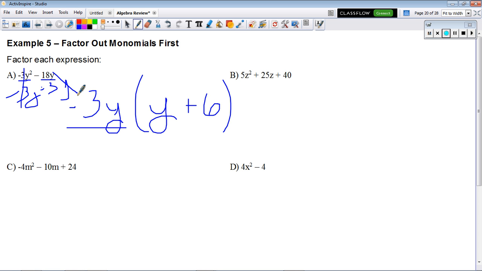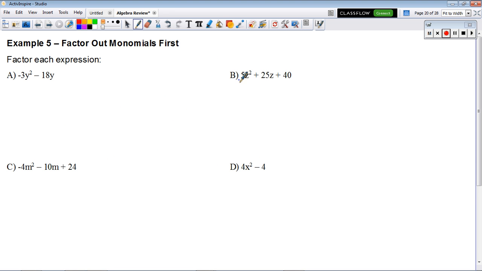So one of the things you can do to check if you're right is take what you factored and distribute it and make sure it equals the original. Negative 3y times y is negative 3y squared, and negative 3y times 6 is negative 18y. So that's how you know what you did was correct.